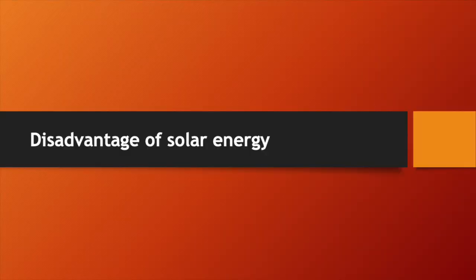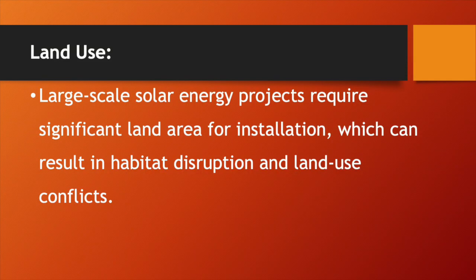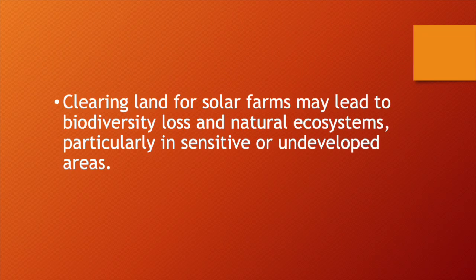Now, let's look at some disadvantages of using solar energy. 1, land use. Large-scale solar energy projects require significant land area for installation, which can result in habitat disruption and land use conflicts. Clearing land for solar farms may lead to biodiversity loss and loss of natural ecosystem, particularly in sensitive or underdeveloped areas.